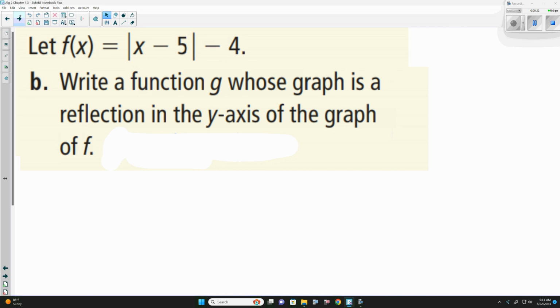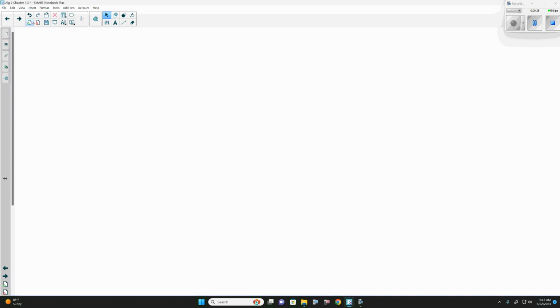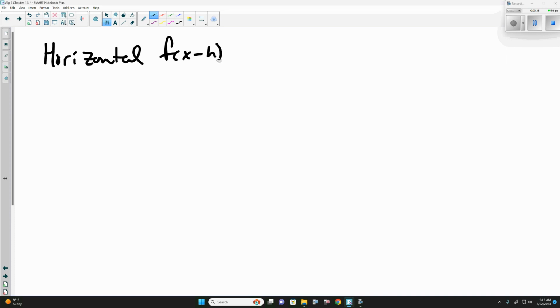Okay. So, what we went over yesterday was our horizontal translation. And we defined a horizontal translation, our movement left and right, with the notation of f of x minus h. Vertical translation was our f of x plus k.